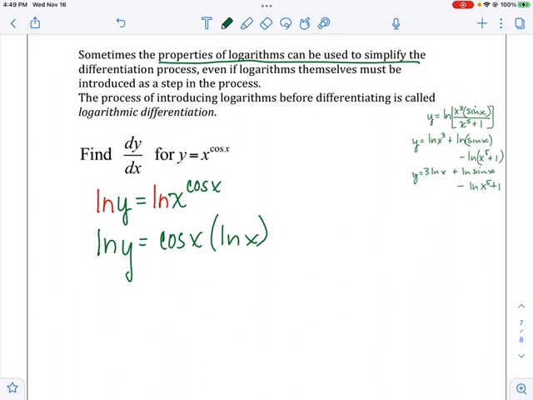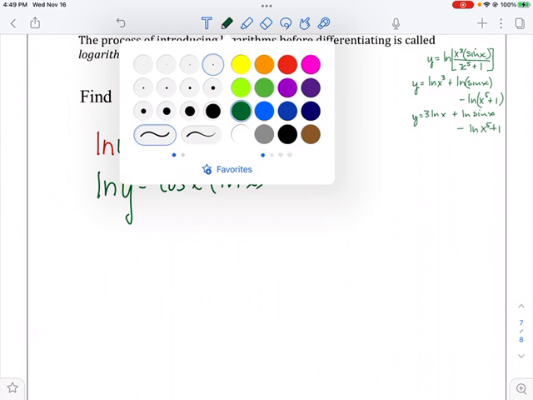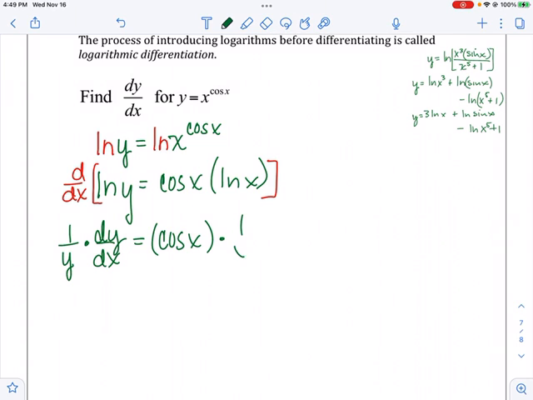All right, so on the next line, we're going to take the derivative of each side, taking the derivative with respect to x implicitly, on the left and the right-hand side. And so on the left-hand side, I get 1 over y times dy dx. Remember, we want to find dy dx, and that is equal to, now I have the product rule on the right-hand side. So I have first, times the derivative of second, and I'm going to put parentheses, 1 over x, plus second, ln of x, times the derivative of the first, and that would be negative sine x, the derivative of cosine.